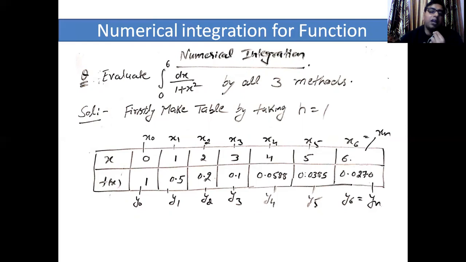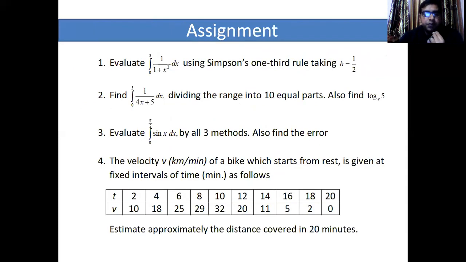Now we have done all these three methods earlier, so we can calculate it and also find the error, which is the difference between the exact value and the approximate value. In numerical integration, we find only approximate values. So this is the assignment for all of you. You can solve these 4 questions, very important questions from the exam point of view.